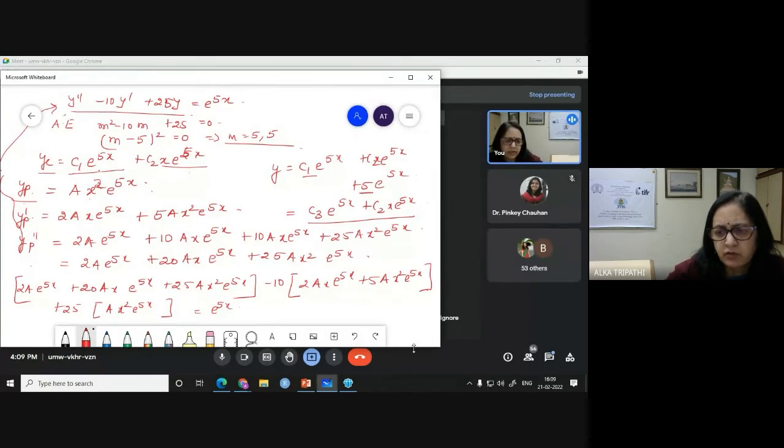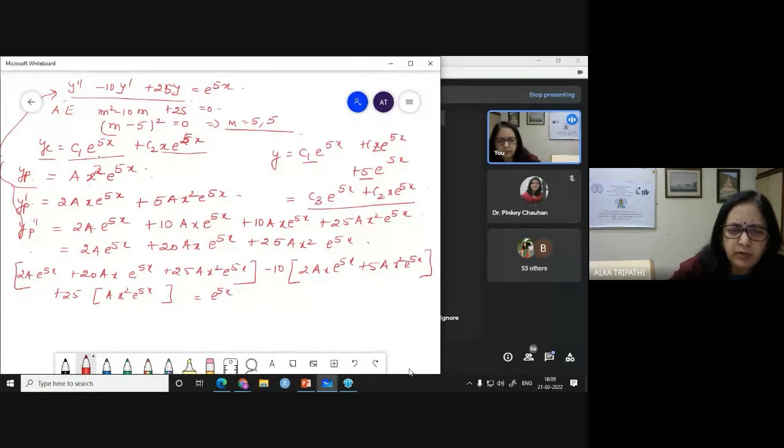Now compare the coefficient of e to the power 5x, x e to the power 5x and x square e to the power 5x. Or we can just compare the coefficient of e to the power 5x, let us see what we are getting. 2a equal to 1. So a is equal to 1 by 2, and since I have only one arbitrary constant to be replaced, this is fine to me. So I am getting a to be half.